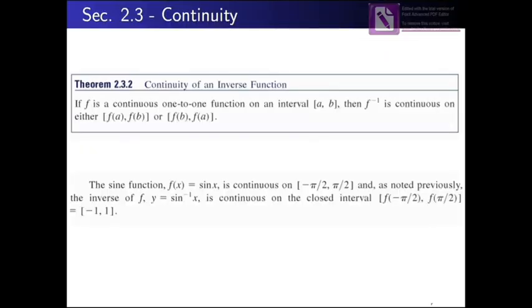Here we have Theorem 2.3.2, continuity of an inverse function. If f is a continuous one-to-one function on an interval a to b, then f inverse is continuous on either f(a) to f(b) or f(b) to f(a). So if your function is continuous, that means the limit equals the value of the function at the point x equals a. And your function is one-to-one, that means every value of y has only one value of x. On the interval a to b, then the inverse will also be continuous, in f(a) to f(b) or f(b) to f(a), depending on the function.